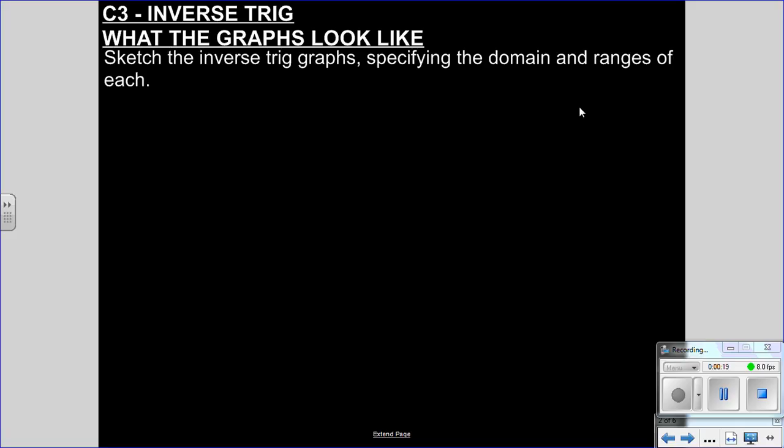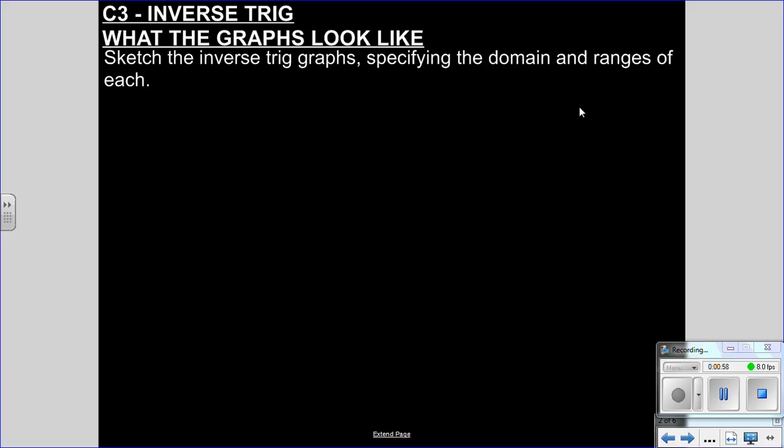So C3 inverse trig. You know what inverse functions are already. We've talked about inverses, and the same logic would apply for the inverse trig graphs. Inverse trig doesn't come up that often, but it did come up last year. Before that, it didn't come up much. But remember, we're not learning for exams. We're learning to stay sharp, investigate everything we can about maths, and then we can draw on it later if we need to. So, sketch the inverse trig graph specifying the domain and ranges of each.